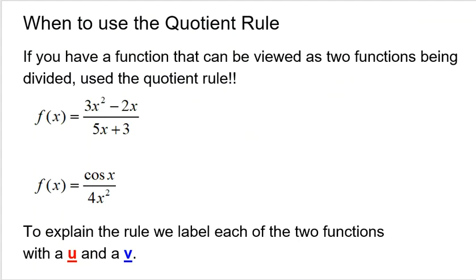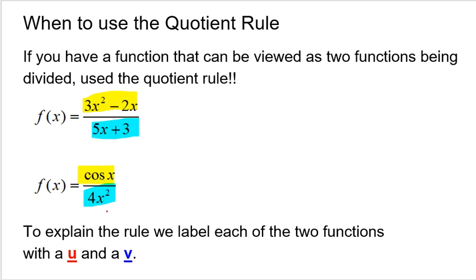All right, so first off, when the heck do we use the quotient rule? If you have a function that can be viewed as two functions being divided, use the quotient rule. So here are two examples. We have 3x squared minus 2x divided by 5x plus 3. It's one function, but you could view that as two functions being divided. And another example here is cosine of x divided by 4x squared. Again, you could view that as two functions being divided.